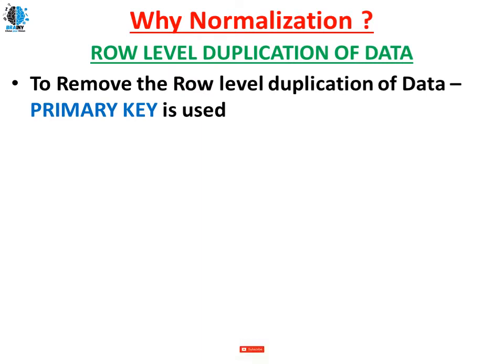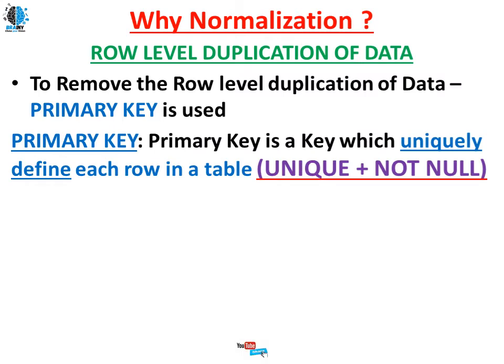To remove the row level duplication of data, a primary key is used. So what is primary key? Primary key is a key which uniquely defines each row in a table. It means in a table we will be having unique data, and whatever column the primary key is assigned to will be not null. Means we have to enter data into the primary key column. If we are not entering data into the primary key column, we will get an error. If we are entering duplicate data into the primary key column, we will get an error. In this way, we can reduce row level duplication of data in a table of a DBMS.